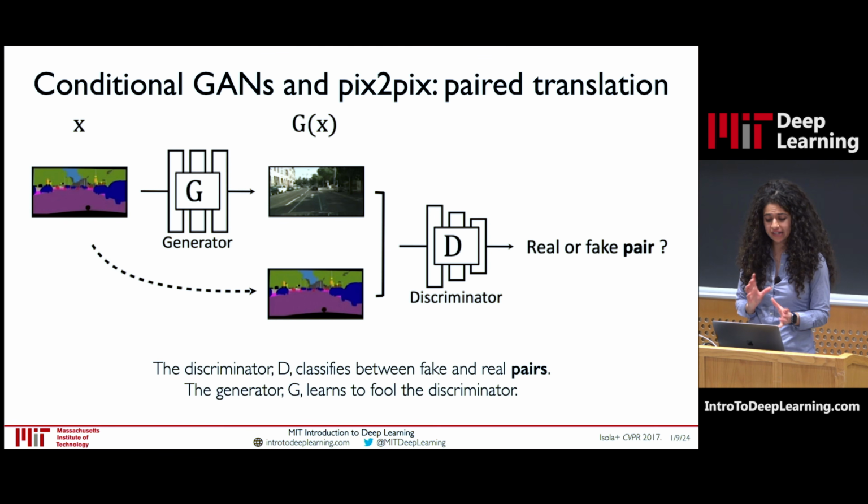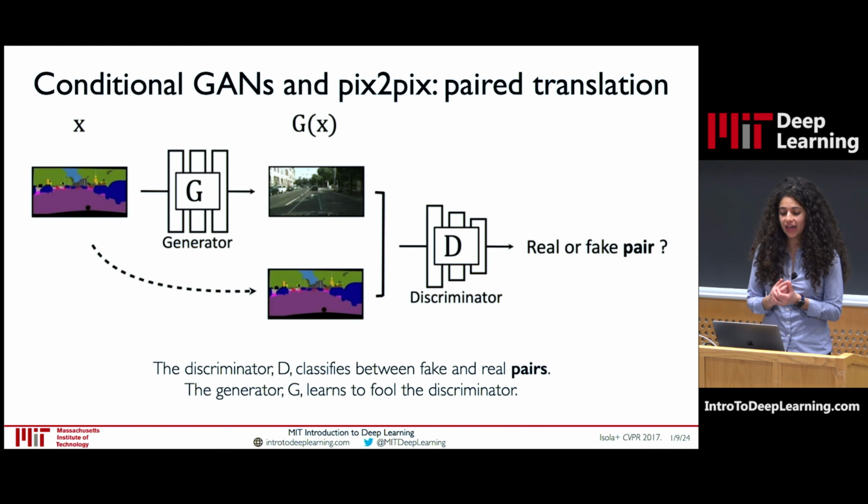One core idea here is this notion of paired translation, meaning that we can consider now pairs of inputs, for example, a scene and a corresponding segmentation map, and now train the discriminator not to operate over only one, but rather pairs, and say, okay, what's a true pair of an image and a segmentation map versus a fake pair of an image and a segmentation map?